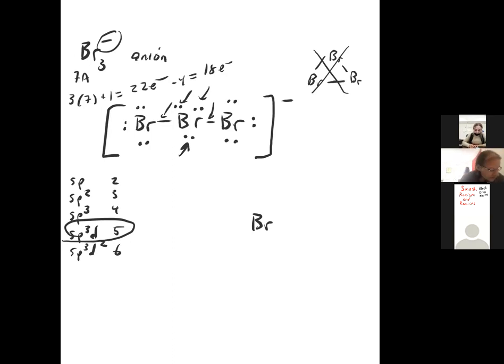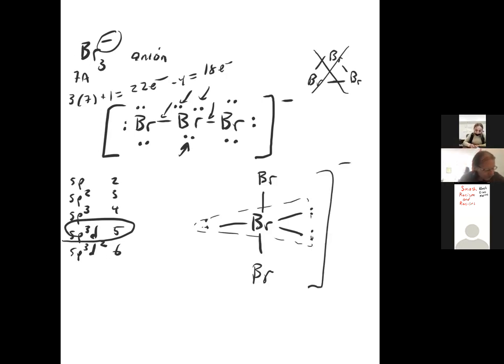There's 5 orbitals. So essentially what happens is you get a bromine here, you get a bromine here. This is really VSEPR theory that I'm doing right here. 3 lone pairs in the center. Isn't that cool? So 5 electron domains. Of course, the whole thing is negatively charged, so I'll put a bracket around it. 3 lone pairs on this one, 3 lone pairs on this one, and there you go. Okay, kind of cool. So sp3d.